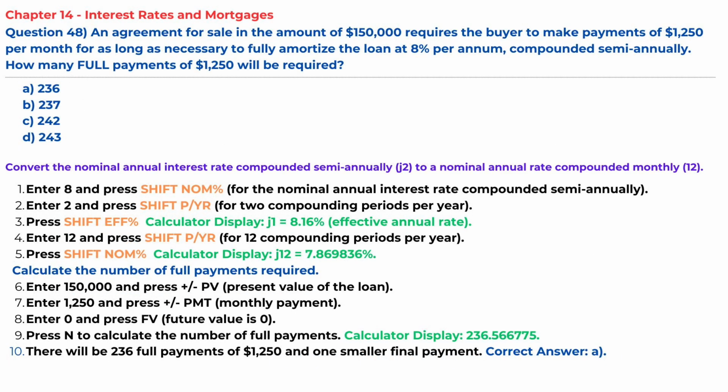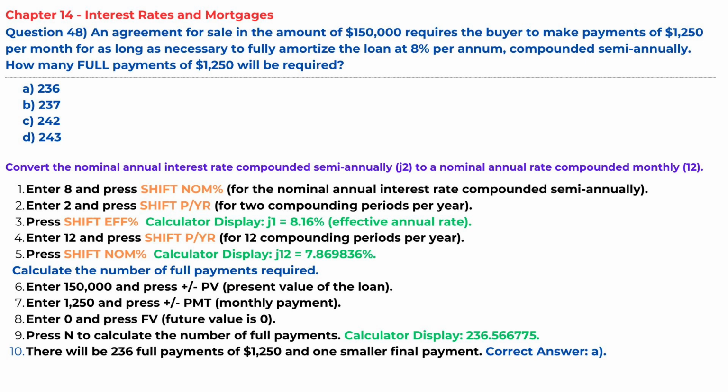Question 48. An agreement for sale in the amount of $150,000 requires the buyer to make payments of $1,250 per month for as long as necessary to fully amortize the loan at 8% per annum, compounded semi-annually. How many full payments of $1,250 will be required? Convert the nominal annual interest rate compounded semi-annually, J2, to a nominal annual rate compounded monthly, J12.